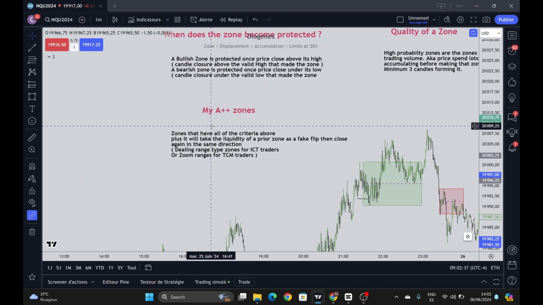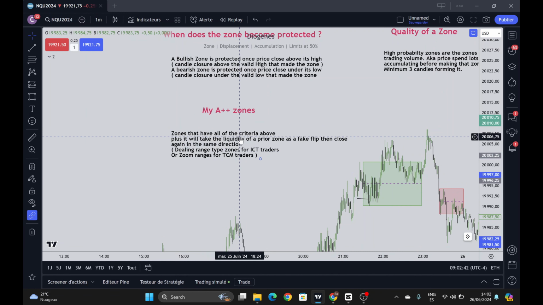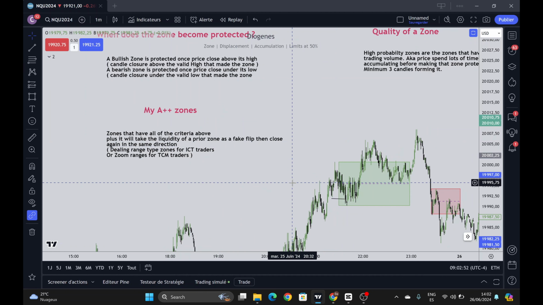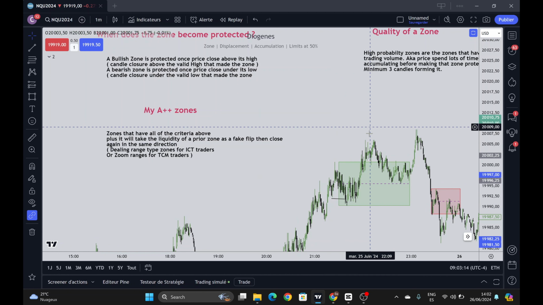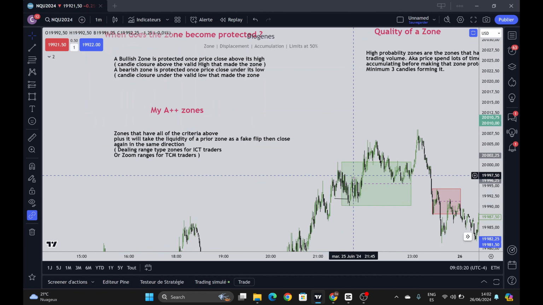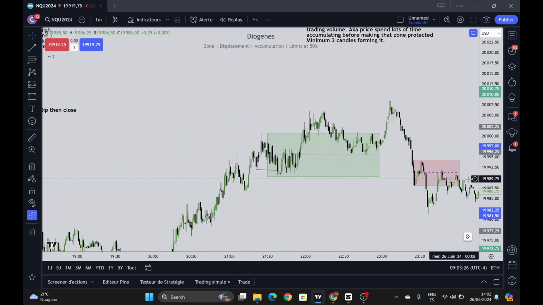Number 5, my A++ zones. Those are nothing but zones that have all the criteria above, plus they will take the liquidity of a prior zone as a fake flip, then they close again in the same direction. Those are the result of the SBS setup, or the dealing range type zones for ICT traders, where we take a swing low before we take the highs again. And those are also a zone model for TCM traders, if there are some TCM guys here.